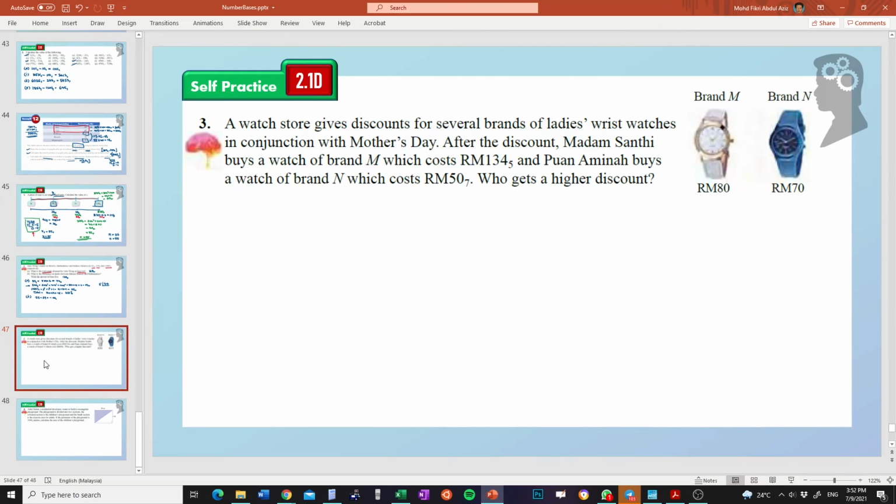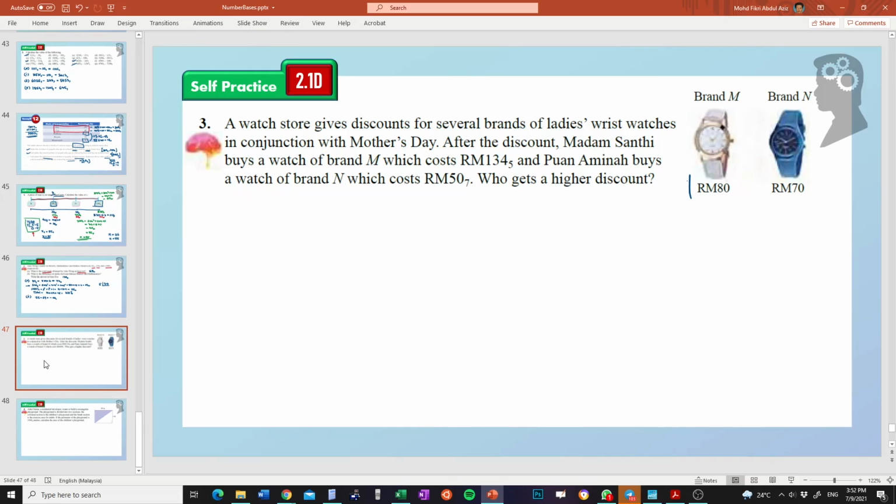Jam Rolex Siti Kasim. A watch store give discount for several brands of ladies wristwatches in conjunction with Mother's Day. After the discount, Madam Santi buys a watch brand M which costs 134 base 5 ringgit, and Puan Aminah buys a watch of brand N cost 50 base 7 ringgit. Who will get the higher discount?